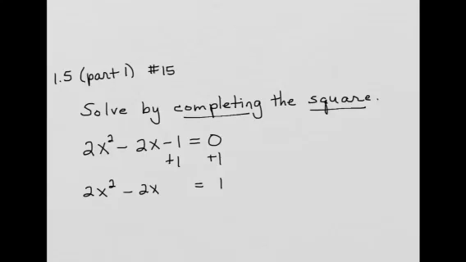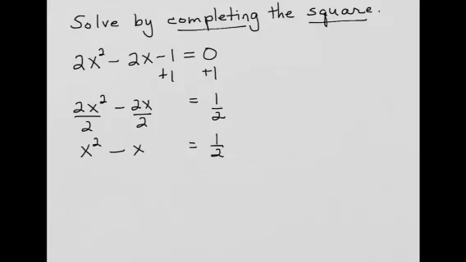So the reason for dividing by 2 is that the coefficient of the x squared term is 2. So we need to get that to be a 1. And if I divide every term by 2, and make sure you divide every term by 2, including the right-hand side term, now I've got x squared minus x equals 1/2 on the right-hand side.